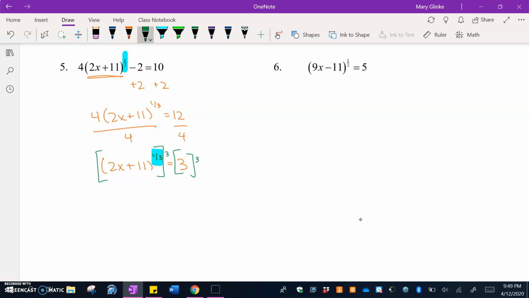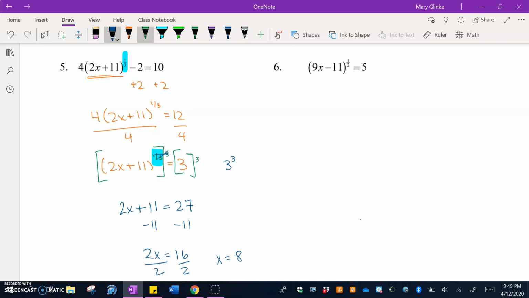So the 1/3 and the third power undo each other. They're inverse operations. Technically what's happening is you're multiplying these exponents and they're canceling or undoing each other. Which means on the left-hand side, we're just left with 2x plus 11. And on the right-hand side, we actually need to figure out what 3 to the third power is. That's going to give us 27. This resulting equation now is something that I can solve. And I end up with x equals 8.